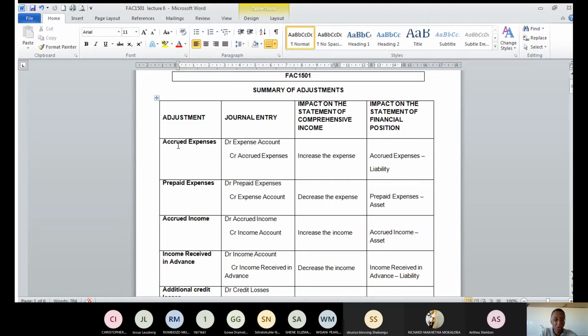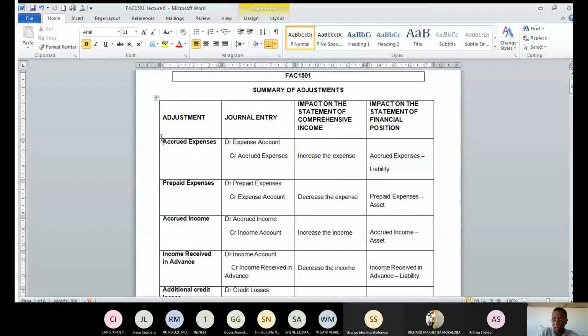The first adjustment is called accrued expenses. Accrued expenses will occur when at the end of the financial year, we get additional information that an account that we were supposed to pay for the year has not yet been paid.